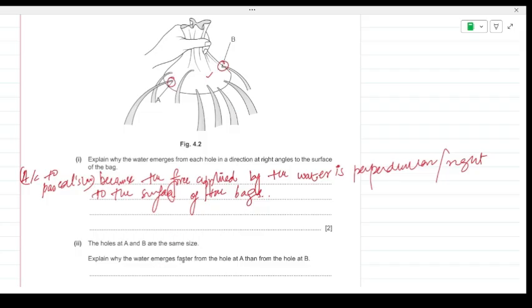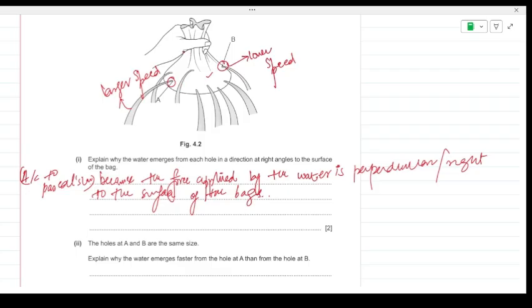Explain why the water emerges faster from hole A than from hole B. So you see, water emerging from A has a larger speed as compared to point B, which has a lower speed. We have to explain the reason. The speed of the water from a hole depends upon the height above the water.